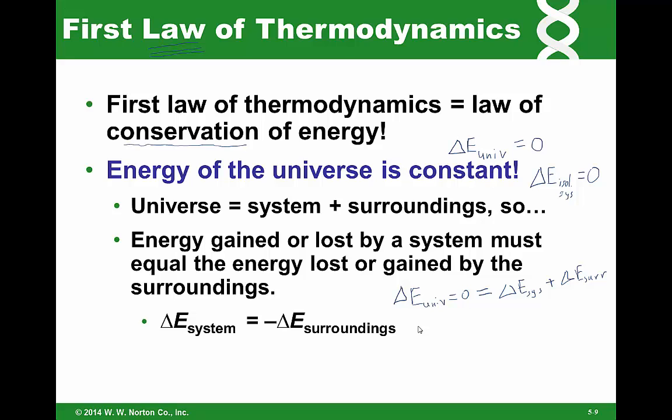If we solve this for delta E of the system, we get negative delta E of the surroundings. So any energy that's lost or gained by the system has to be correspondingly gained or lost by the surroundings. If our system gains energy, the surroundings has lost energy. That's a consequence of this first law of thermodynamics, that energy is conserved and cannot be created or destroyed. So it's a very important concept that we will use when thinking about chemical reactions.